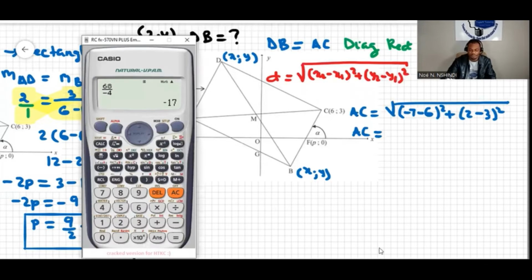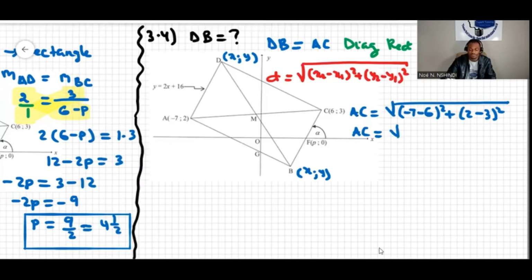Before using a calculator, I can just quickly simplify this. -7 minus 6 is -13, to the power of 2, which is 169. Okay, plus 1. So we didn't have to use a calculator. This is equal to root 170. Therefore, DB will be equal to the square root of 170.